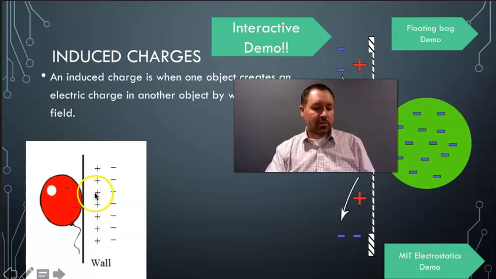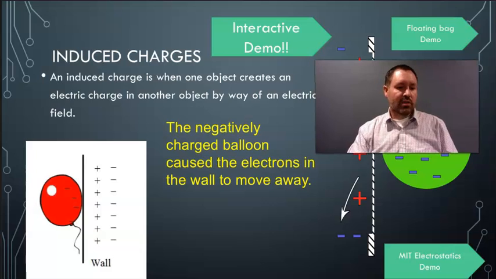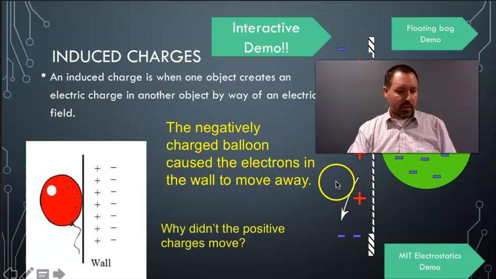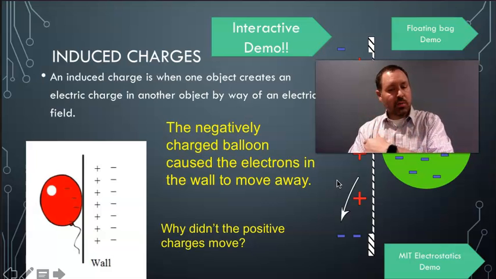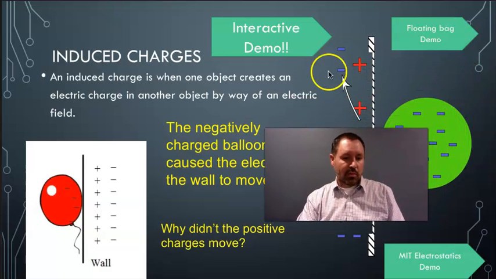So can walls normally become charged? No, walls aren't normally charged. But since you put this negative balloon next to it, now we've induced a charge. We've made a charge. That's called an induced charge. So a negatively charged balloon causes the electrons in the wall to move away, and that is an induced charge. So why didn't the positive charges move? Great question. Because protons cannot move. They're not able to. The electrons are the things that are able to move.